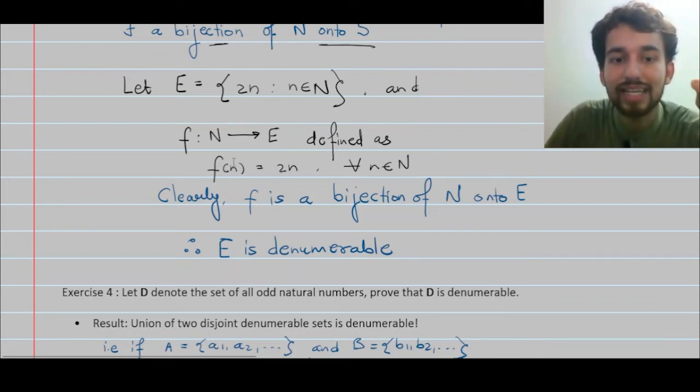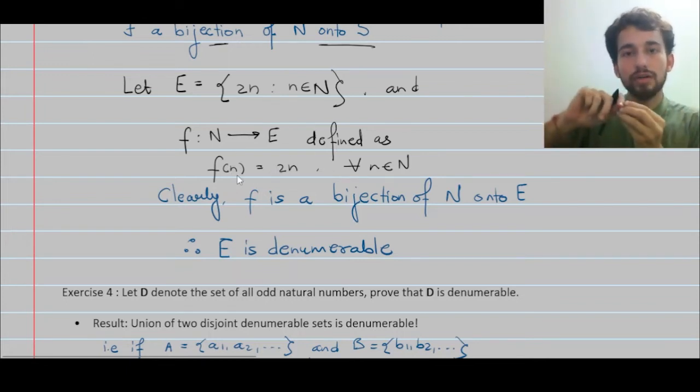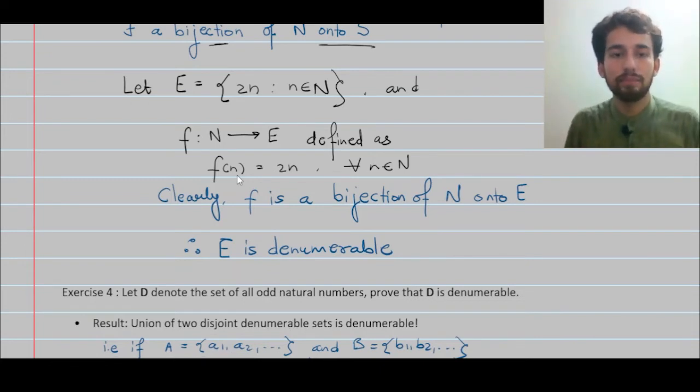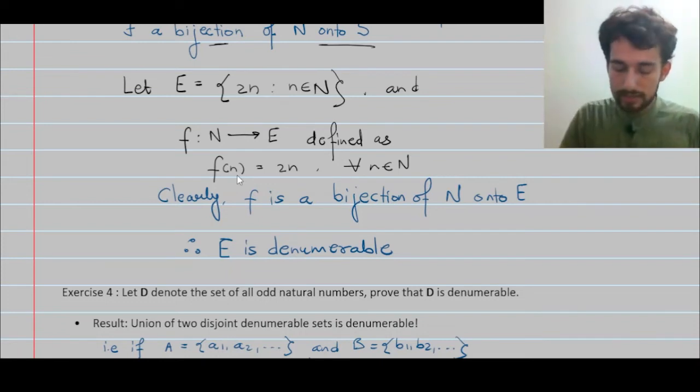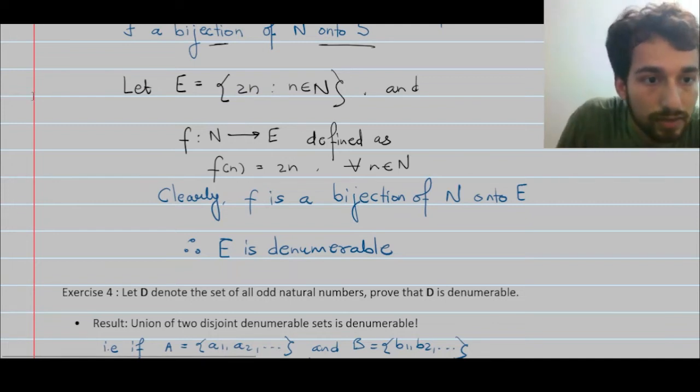I am assigning every natural number to its corresponding twice natural number. That is, suppose I pick 1 from the set N, then f maps 1 to 2. If I pick 2 from the set of natural numbers, then f of 2 is 2 times 2, that is 4. So let's see what I'm doing, basically very simple.